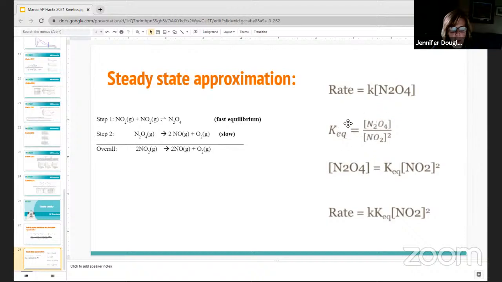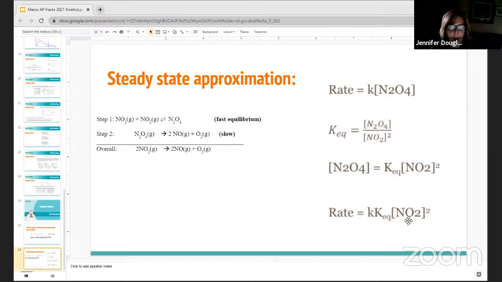So if I rearrange this equilibrium expression, I would multiply both sides by NO2 squared, so I can get rid of it over here as a denominator and bring it up on this side. Then I've got something I can substitute in for my N2O4. N2O4 is my equilibrium constant times NO2 squared. So I can plug my equilibrium expression times NO2 squared right in there for N2O4. And now I have a rate law that's gotten rid of the intermediate.